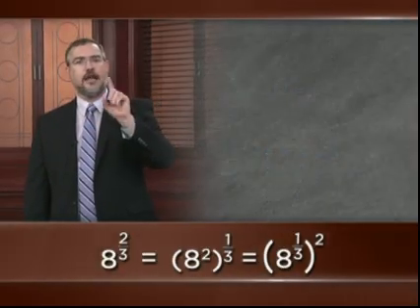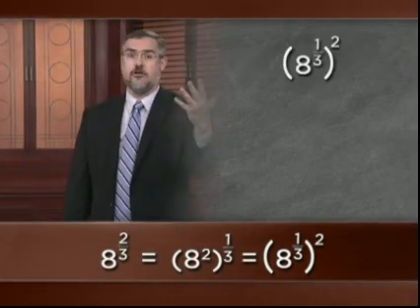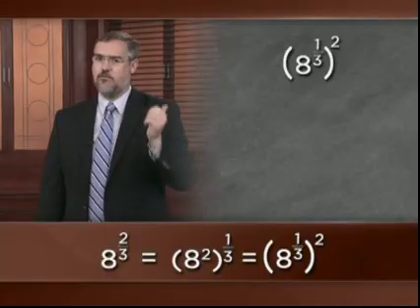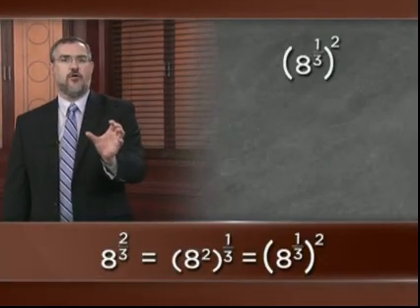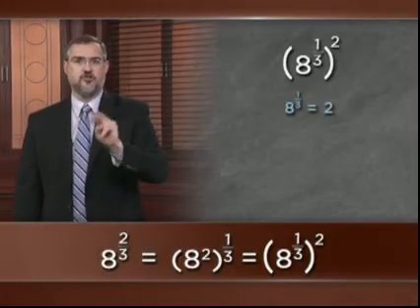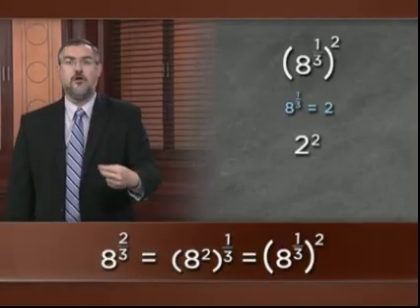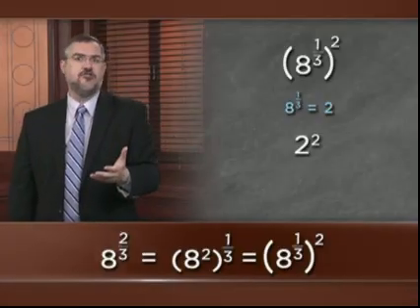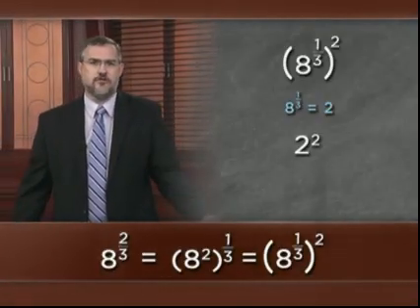I can also write 8 to the 2/3 power as 8 to the 1/3 and then raise that to the 2. That's very different from what we did a moment ago. And when I do that, I'm going to look for the 8 to the 1/3 first. 8 to the 1/3 is 2, because 2 cubed is 8. And that's going to give me 2 raised to the 2 power that was already sitting out there. And now I just need to figure out 2 to the 2nd power, or 2 squared. Well, 2 squared is 4.